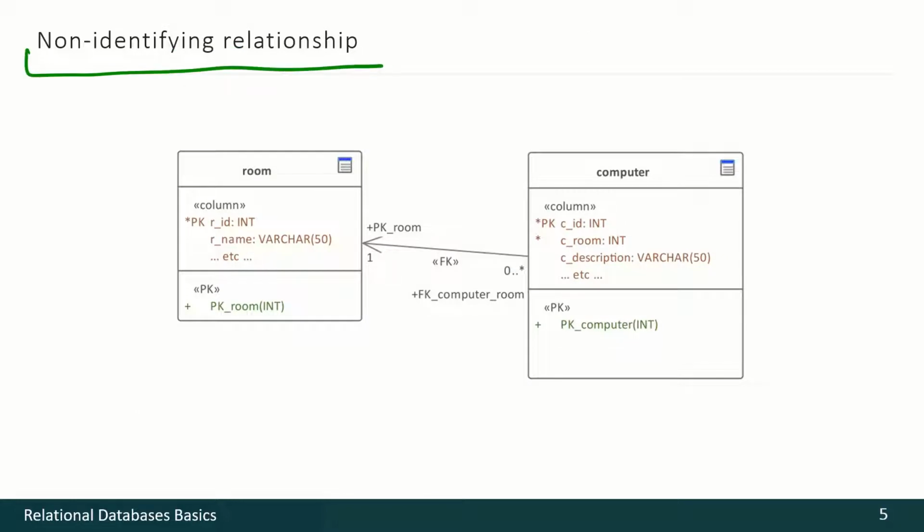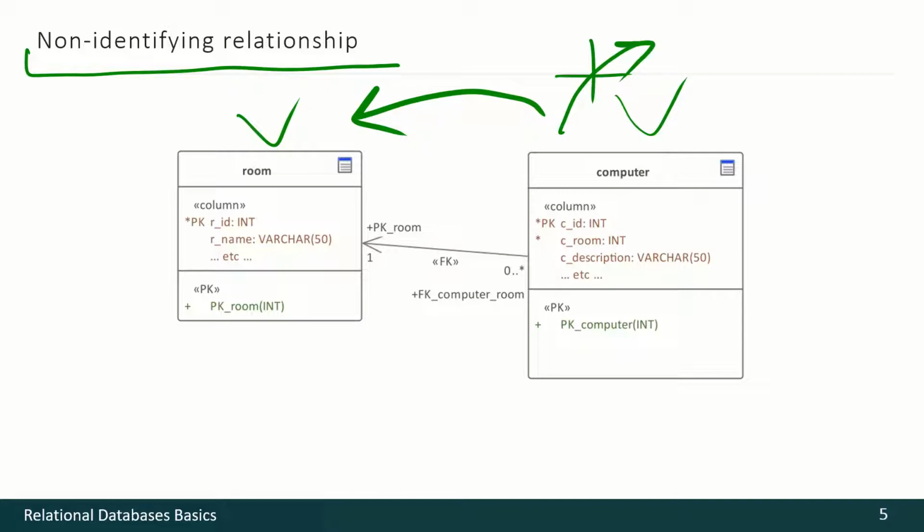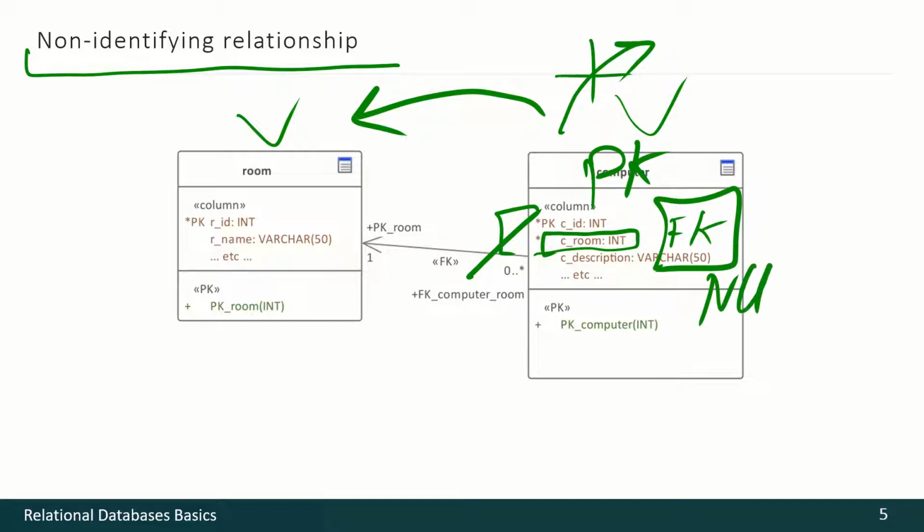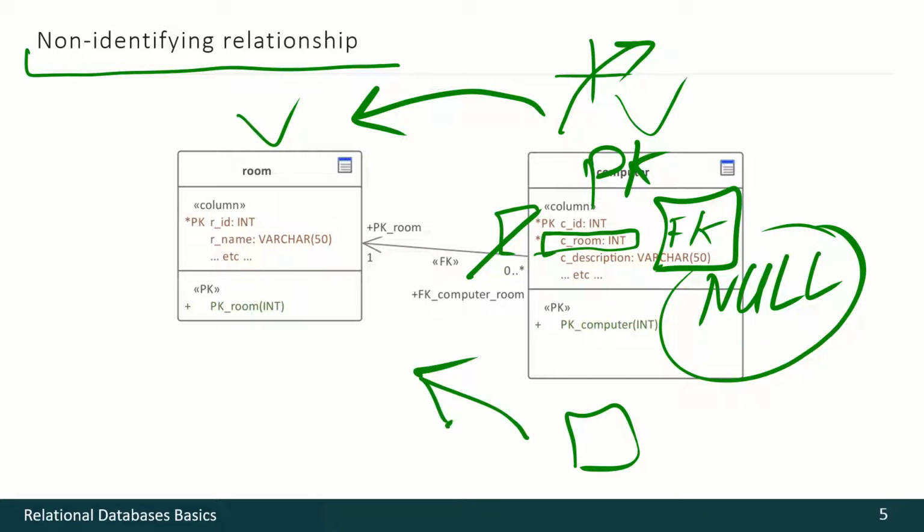With non-identifying relationships, we have the other situation. Imagine some rooms and some computers, and of course a computer may be placed inside a room or may be somehow free, not placed inside any room. So here is our foreign key, and we may easily see that it is not a part of the primary key. So such a foreign key may contain null values, and those null values will show us that some computer is not placed in any room but is a free computer.